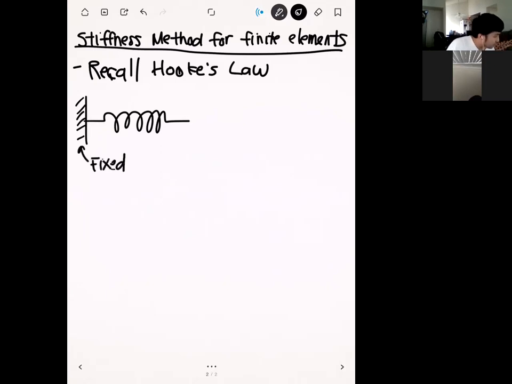The spring has its spring constant K. It might have had an original length L. Then due to some force that's pulling on it, let's say we're pulling on it with the force F, the spring has displaced by an amount D. What Hooke's law says is that the relationship between the force and the displacement is given by the following equation.